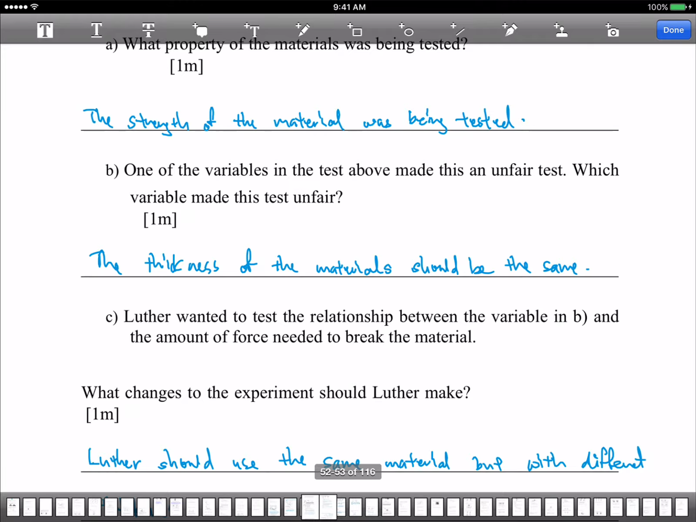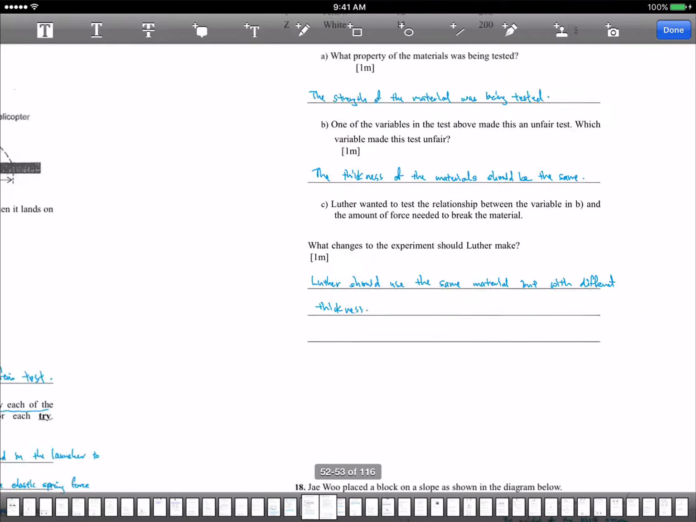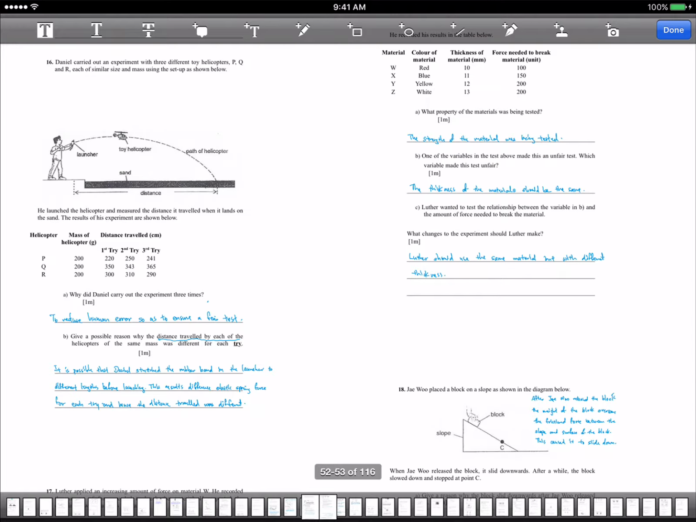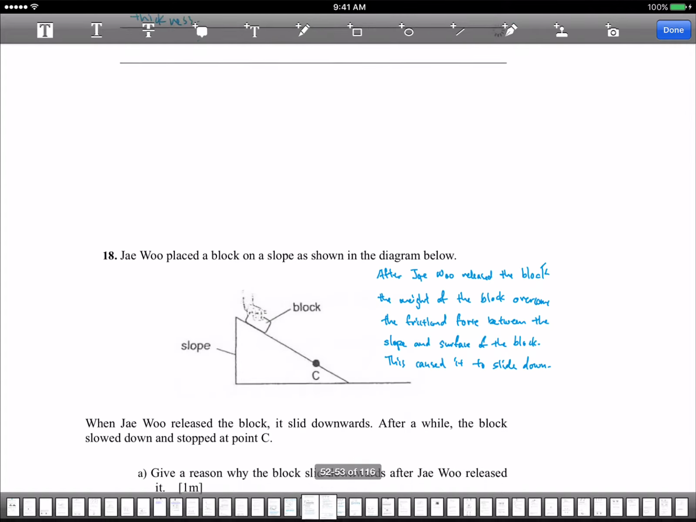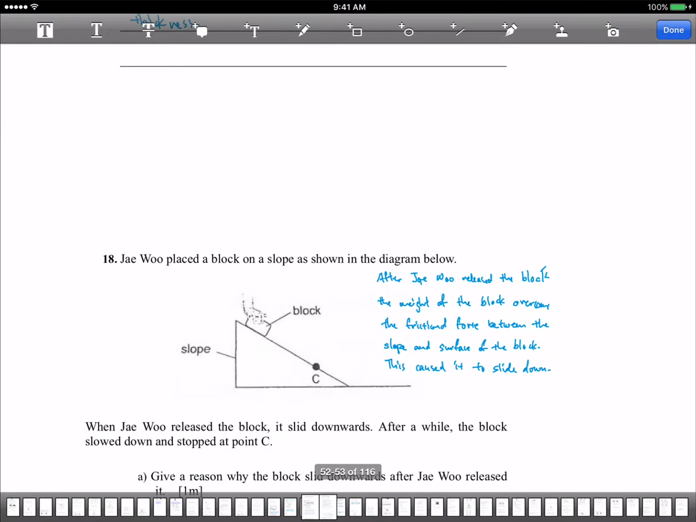So what should he change? You give them the same thickness. Right? Next one. Why did the block slide downwards after Jay Woo released it? I think it's the feelings. Yeah, these are metal filings.